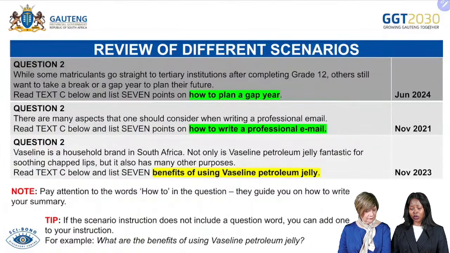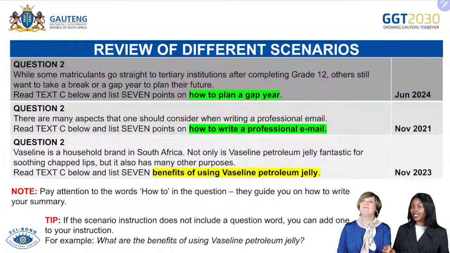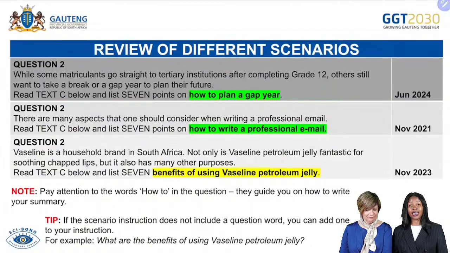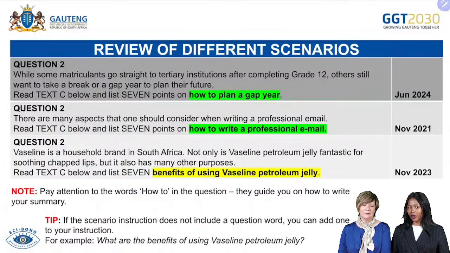We go to the next one, which is 2021. On the very same line, the instruction is similar in the sense that it says read text C. Remember, Lee said summary is always text C, so that is not going to change. So you read text C below and list 7 points, which is also unchanging. It stays exactly the same. But what changes is what comes after that. In this case, again, we've got our sentence that is phrased as a question, how to write a professional email.